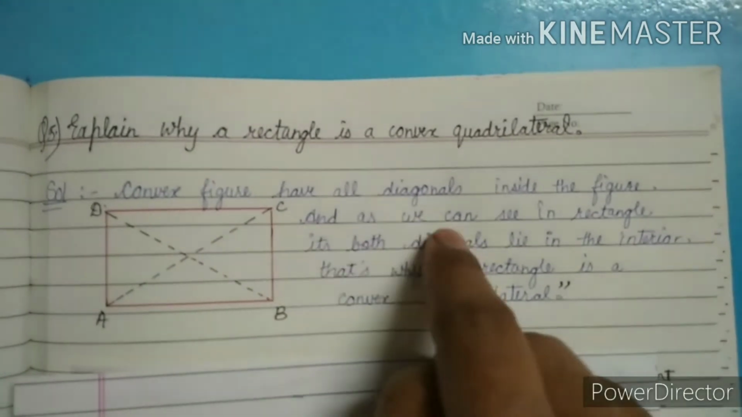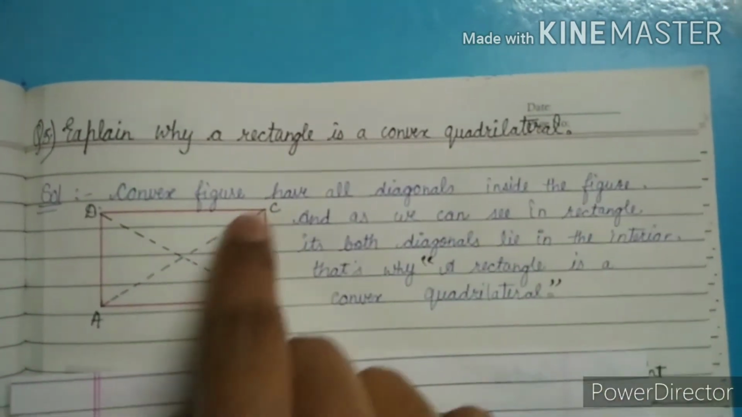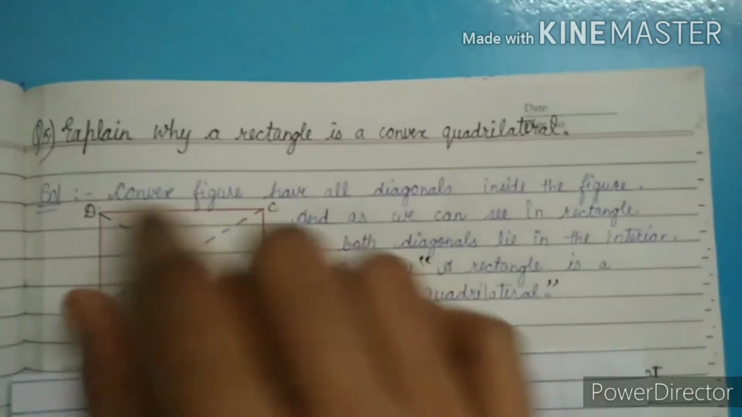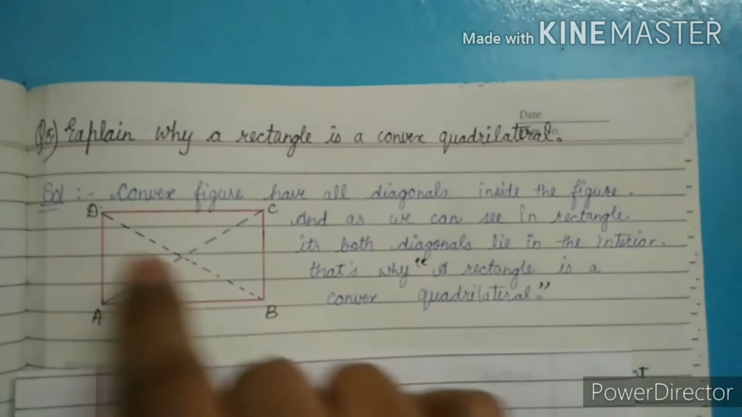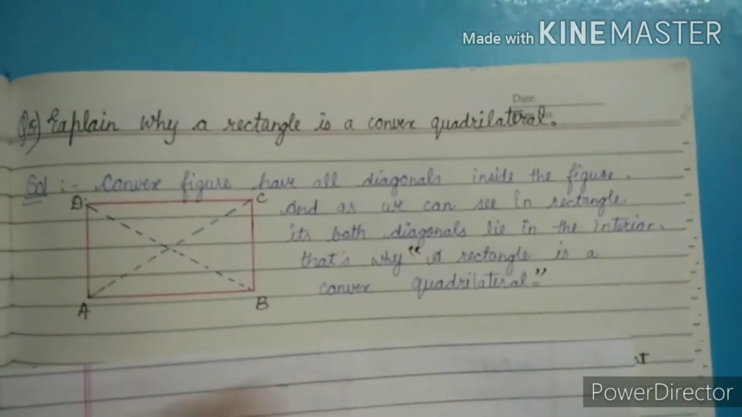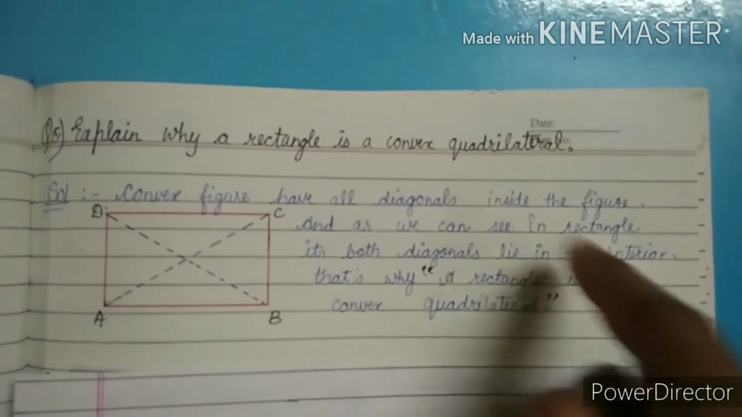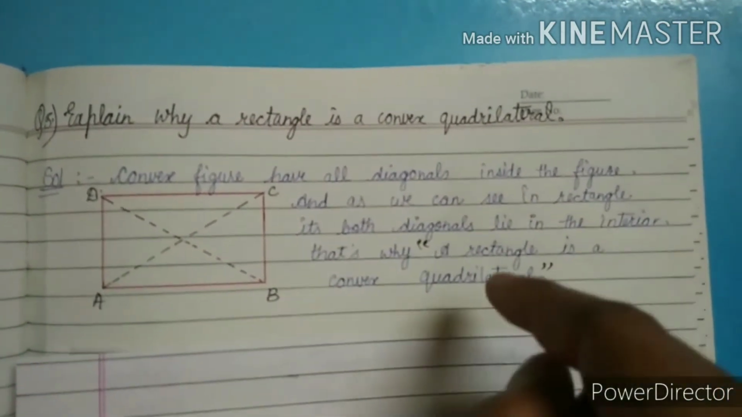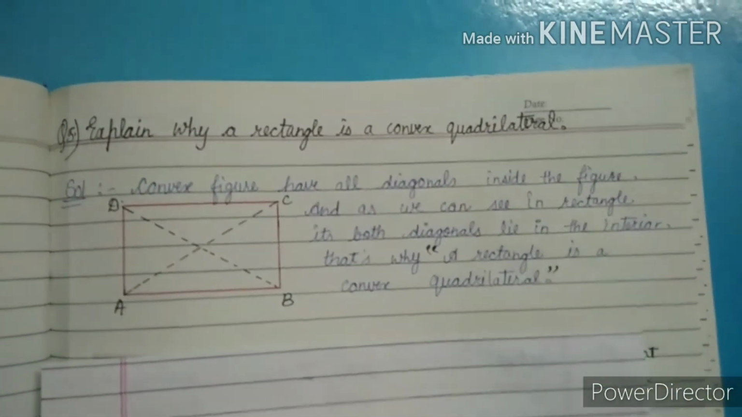As we can see in the rectangle, both diagonals lie in the interior. AC and BD are both inside the figure. So that's why a rectangle is a convex quadrilateral. Okay, we have to write all these things, and this much is our solution.